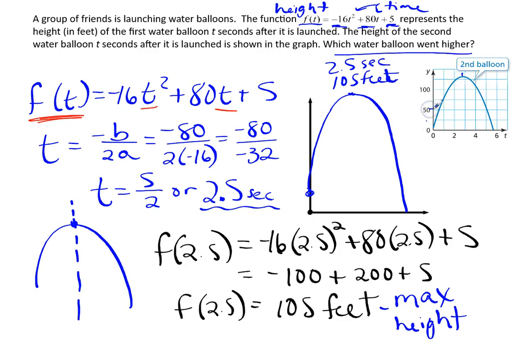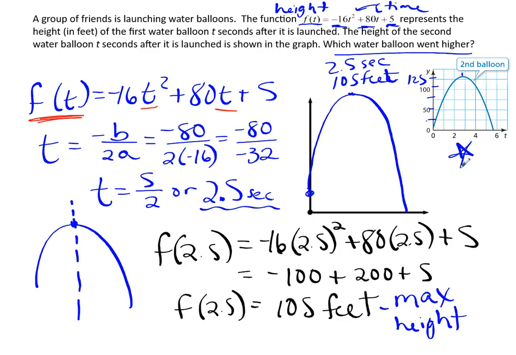Well, check our scale. That's 50. So 25, 50, 75, 100, 125. And it looks like it goes a little over 125. So our second water balloon went higher.